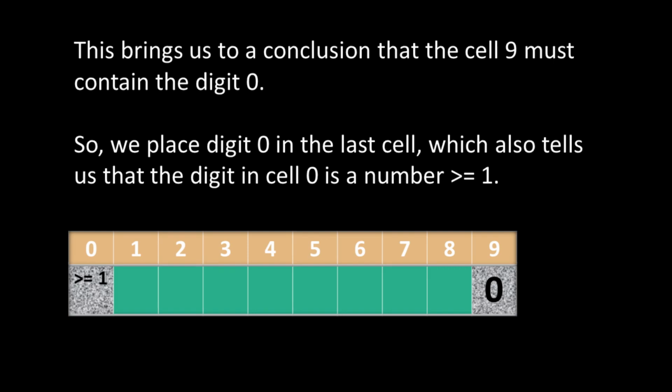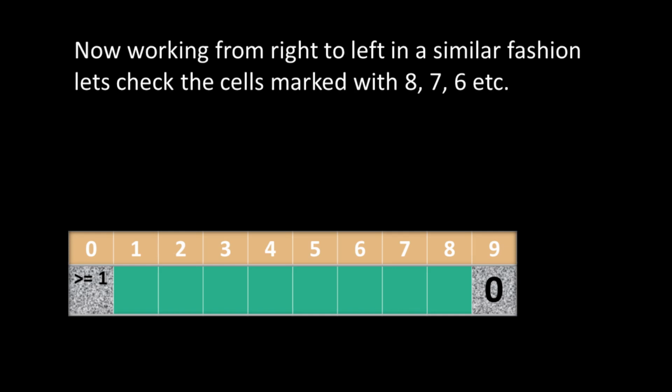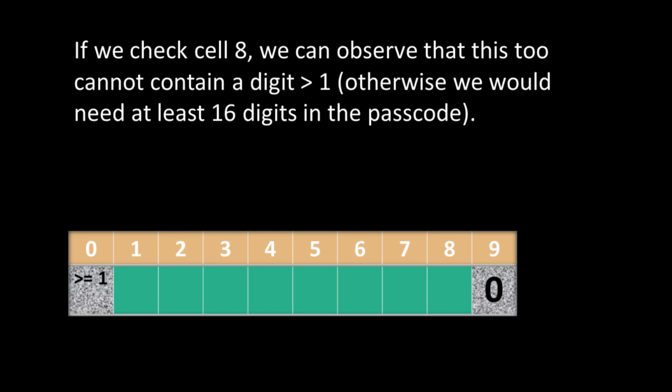So we place 0 in the last cell, which also tells us that the digit in cell 0 is a number greater than or equal to 1. Now, working from right to left in a similar fashion, let's check the cells marked with 8, 7, 6, etc. If we check cell 8, we can observe that even this cell cannot contain a digit greater than 1, otherwise we would need at least 16 digits in the passcode.